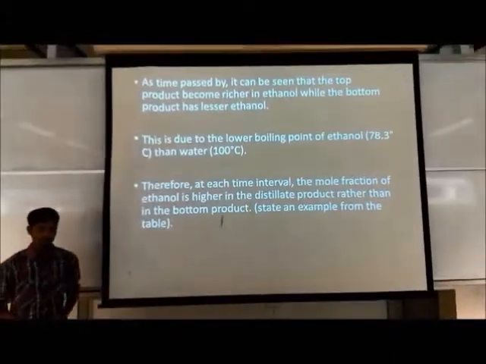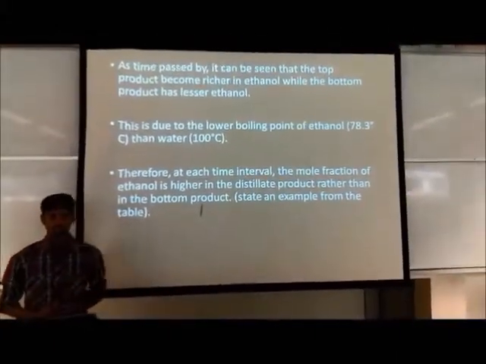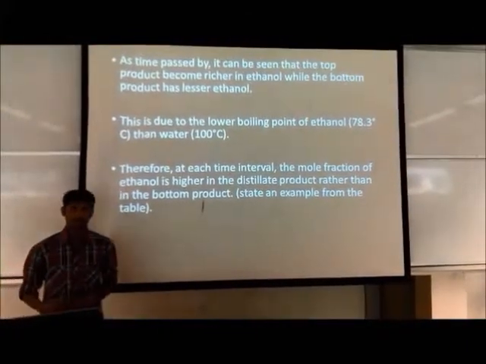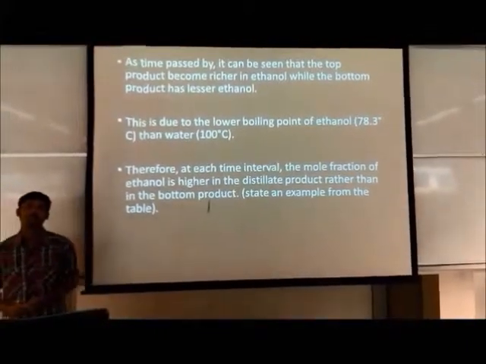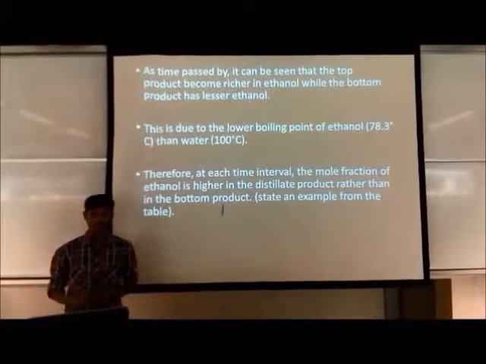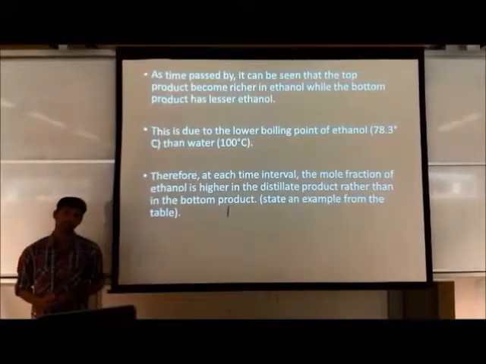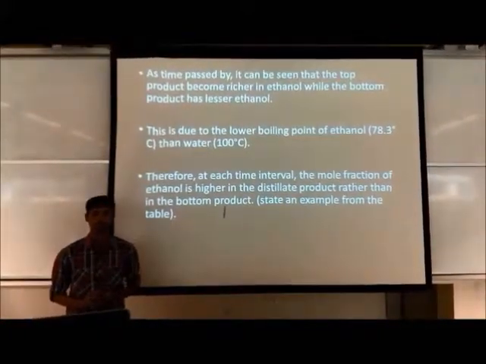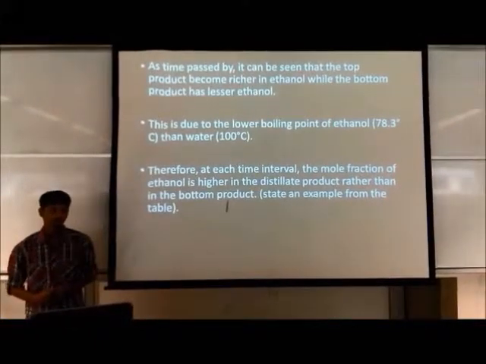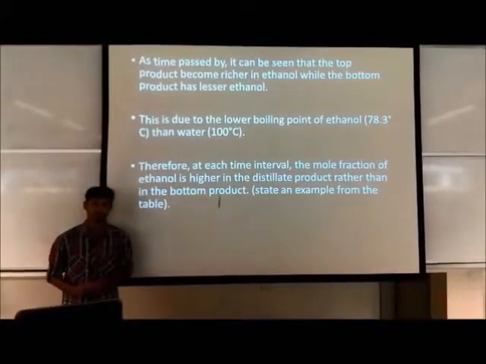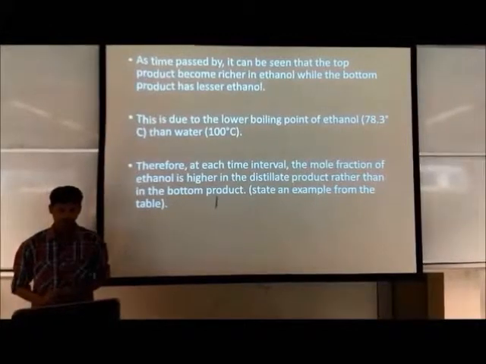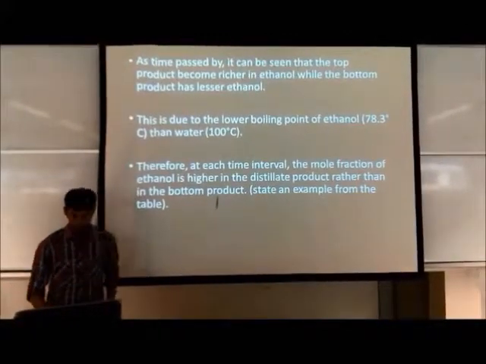From the table, it can be seen that the top product becomes richer in ethanol, while the bottom product is lesser in ethanol. This is due to the lower boiling point of ethanol, which is 78.3 degrees Celsius, while water is 100 degrees Celsius. Therefore, at each time interval, the mole fraction of ethanol is higher in the distillate product than in the bottom product.